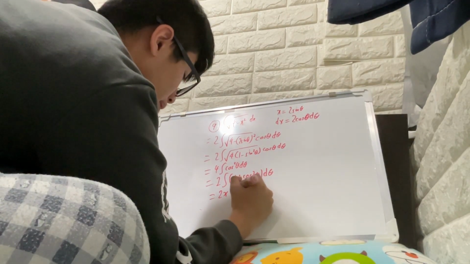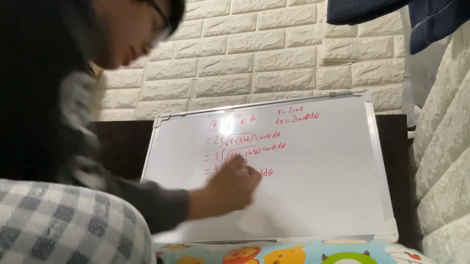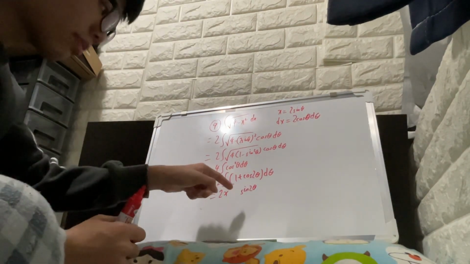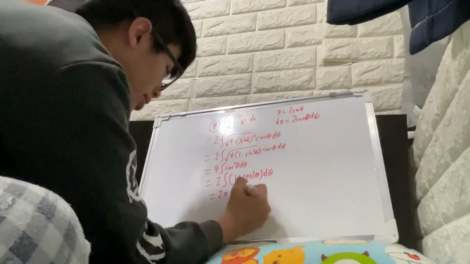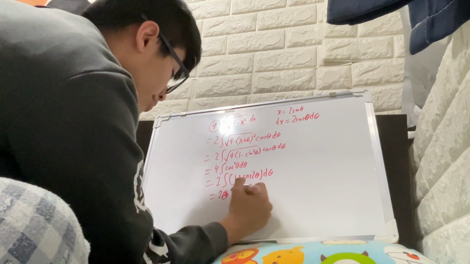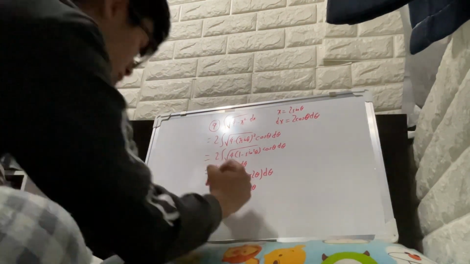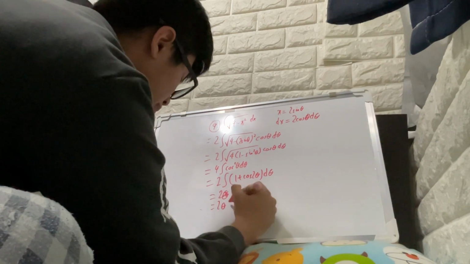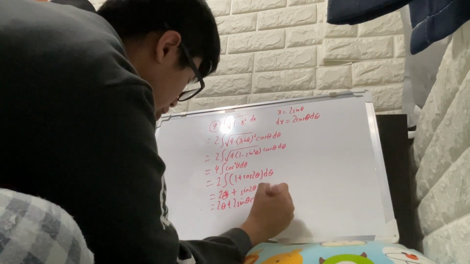So you integrate 1 to get theta, distribute it, you get 2 theta, and then sine 2 theta, and then because of the chain rule, you multiply by 1/2. So 2 and 2 cancel each other out, so it should be 2 theta plus sine 2 theta. So sine 2 theta, you can write this as 2 sine theta cosine theta.